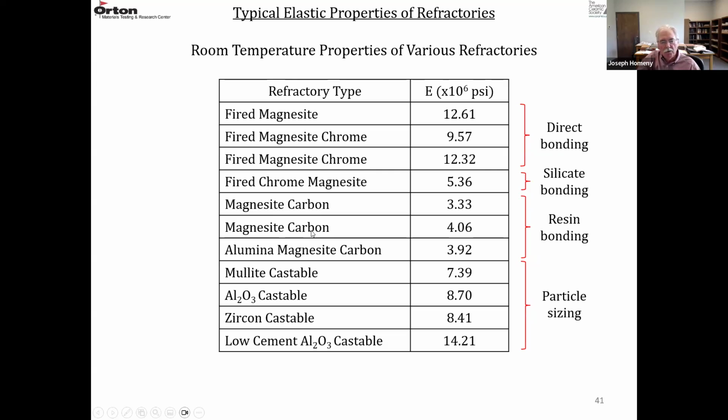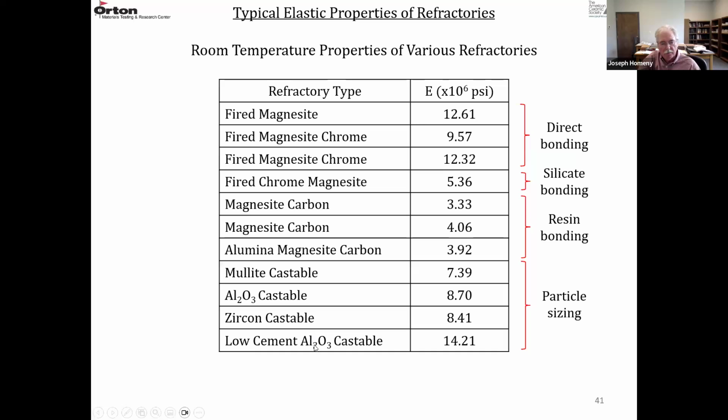Magnesite carbons, there's two here. They're composites with the carbon matrix, so they're resin bonded. These two are around 3 and 4 million. This one is another composite with alumina and magnesite, so it's also about 4 million, also resin bonded.